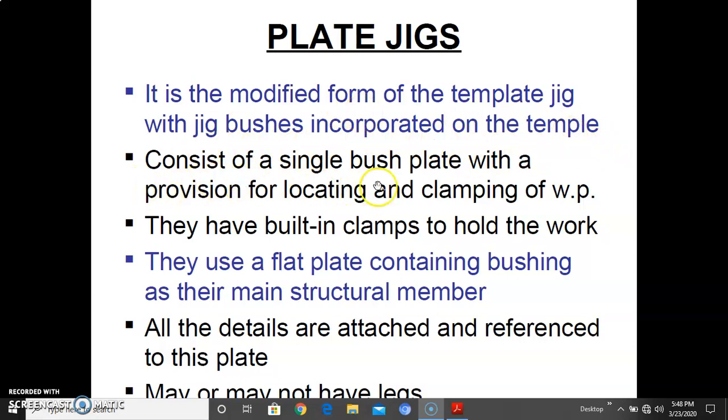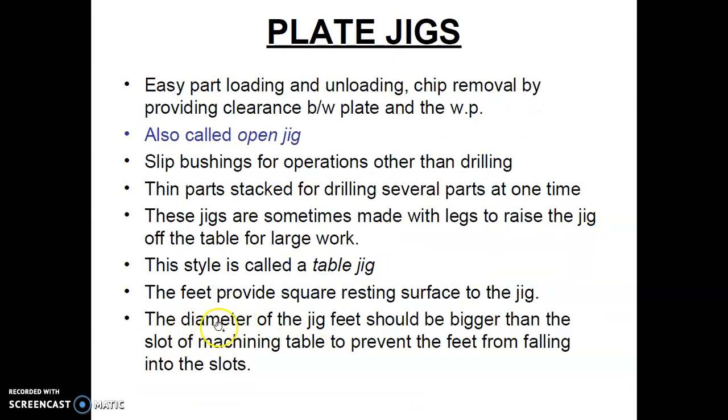It consists of a single bush plate with a provision for locating and clamping the workpiece. They have built-in clamps to hold the work. They use a flat plate containing bushings as their main structural member. All the details are attached in reference to this plate. You can see the diameter of the jig feet should be bigger than the slot of the machining table to prevent the feet from falling into the slots.